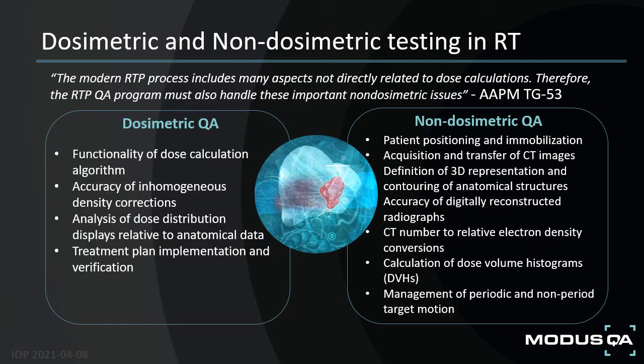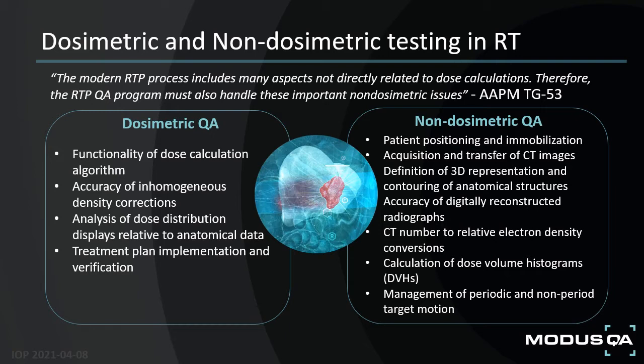So historically, most QA efforts tend to focus on verifying the dosimetric aspects of both the treatment planning and delivery systems. These can include very typical QA procedures, such as testing the functionality of the 3D dose calculation algorithms, assessing the inhomogeneous density correction, analyzing the dose distribution displays, or just validating the treatment plan implementation system in general. However, it should be noticed that over 3/4 of the code in the RTP system and essentially all the code in the virtual simulation software of the CT sim is actually devoted to the non-dosimetric features of their respective systems.